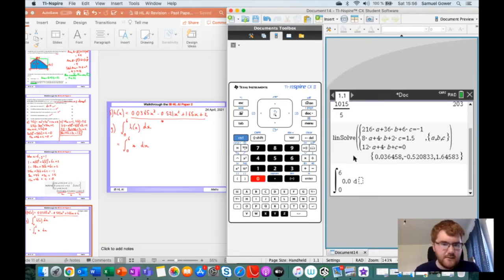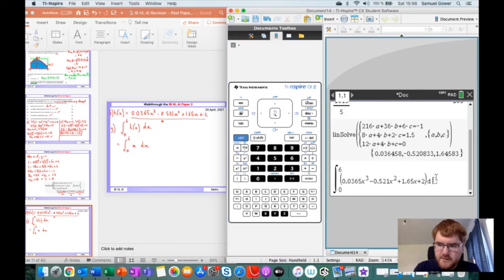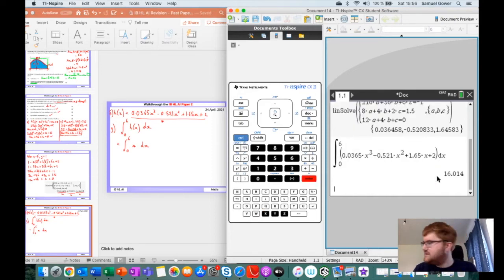So 0.0365 x cubed minus 0.521 x squared plus 1.65x plus 2. Everything good. We're working with respect to x here, so using the variable x. We press the big enter button and we get 16.014.